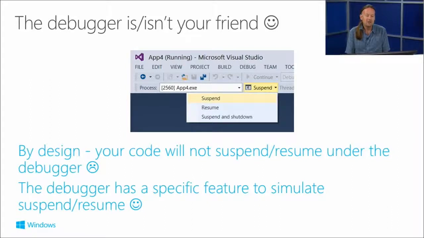Now, just to be careful, the debugger both is and isn't your friend in this sort of thing. By design, so that you can debug all these things, when you do one of those things through the phone, which on a real app would normally suspend it, like hitting the Windows button, the search key or something like that, or launching another app, then your code will still keep running under the control of the Visual Studio debugger. It doesn't get suspended. But because you obviously need to test these things, we've got this special drop down in the toolbar which allows you to suspend from Visual Studio.